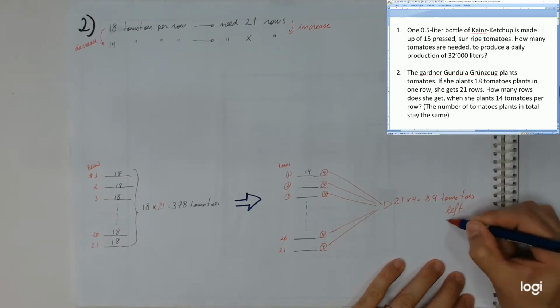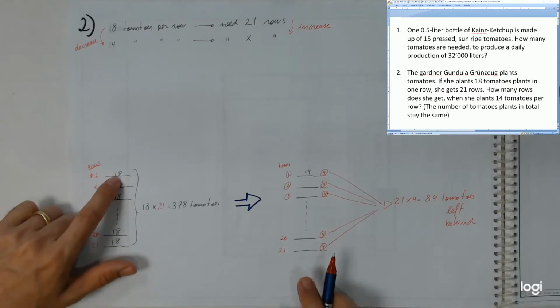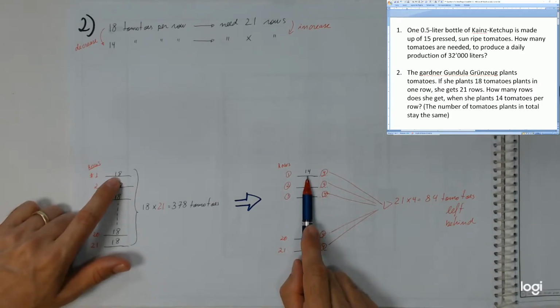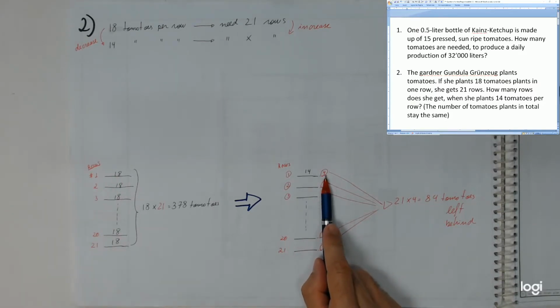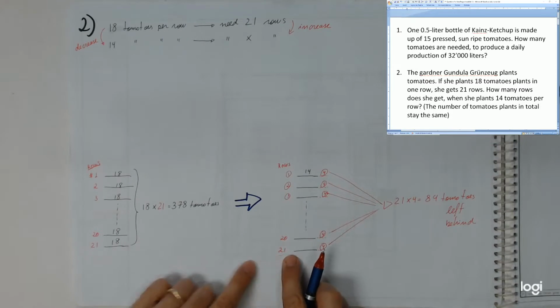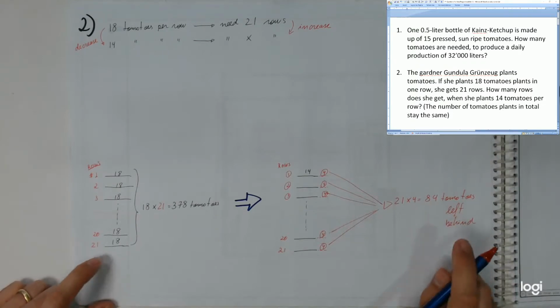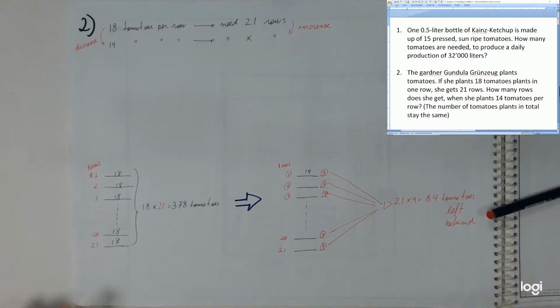left behind. Why? Well, because first she needed 18 per row. Now she's just putting 14. So 4 tomatoes per row are being left. Okay? So when she gets to row number 21, the same as this one, she's going to still have 18 tomatoes to distribute. Now, let's do 18 divided by, let's bring out the calculator.